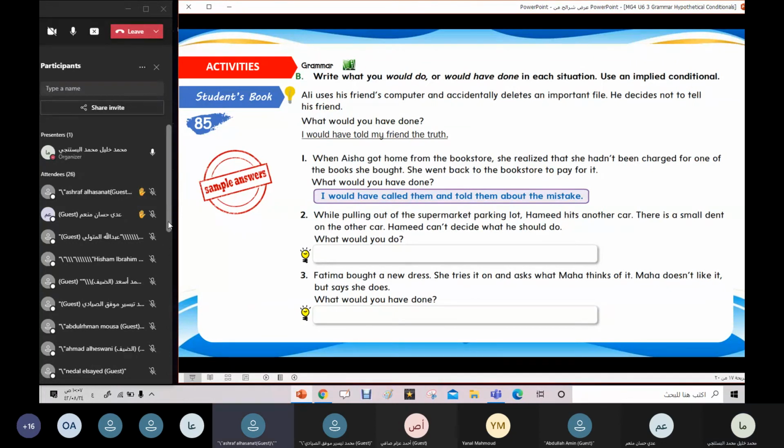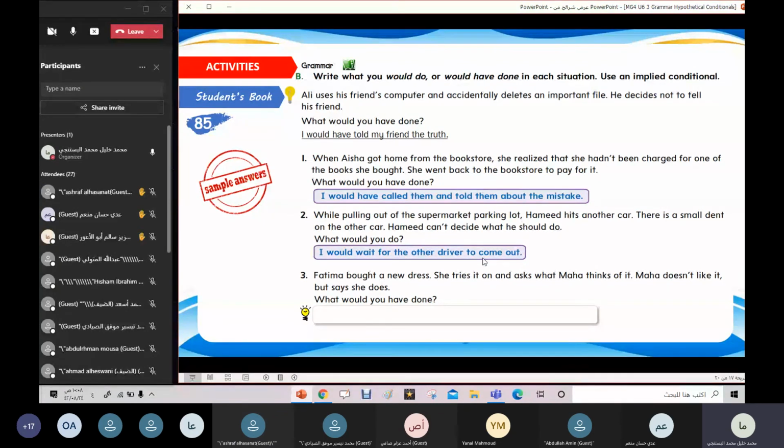Yes, Mr. I'm here. While pulling out of the supermarket parking lot, Hamid hits another car. There is a small dent on the other car. Hamid can't decide what he should do. What would you do? Yes, I would wait for the other driver to come out. I would, for example, put my phone number to call me later. So here we have different answers.